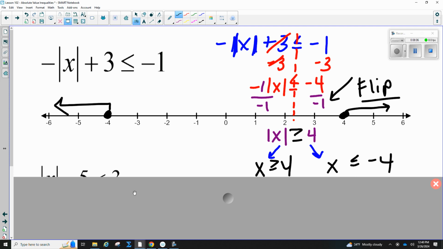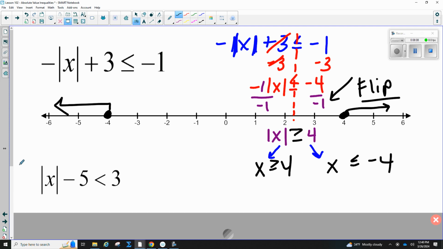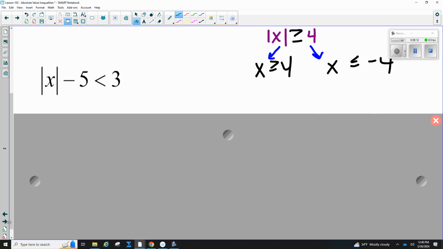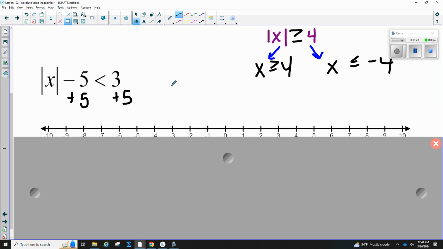All right, let's try one more. The absolute value of x minus 5 is less than 3. So we start by doing what to get the absolute value by itself? Add 5 to both sides of the inequality. And so I get the absolute value of x is less than 8. Okay, so it is a less than, what kind of graph am I going to get? And we must remember to write both.